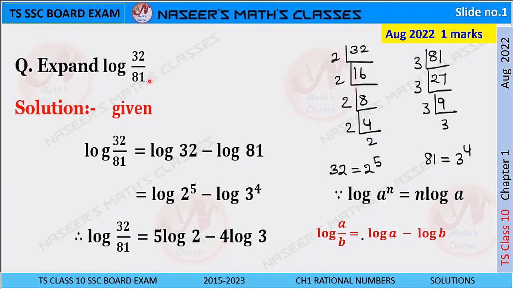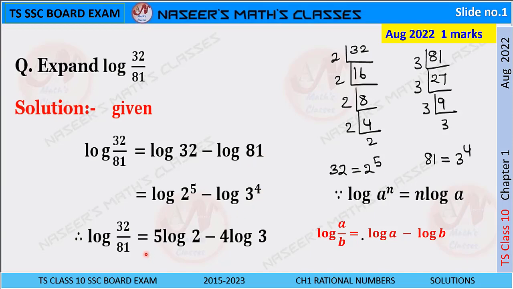To solve the next problem, expand log 32 by 81, for 1 mark, August 2022. To expand this one, first we find the factors of 32 and 81. Here 32 is written as 2 power 5 and 81 is written as 3 power 4. And here log 32 by 81 is in the form of log a by b is equal to log a minus log b. Then we can write it as log 32 minus log 81, and we replace 32 as 2 power 5 and 81 as 3 power 4.